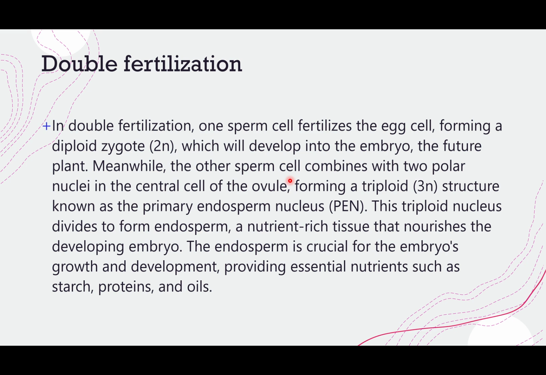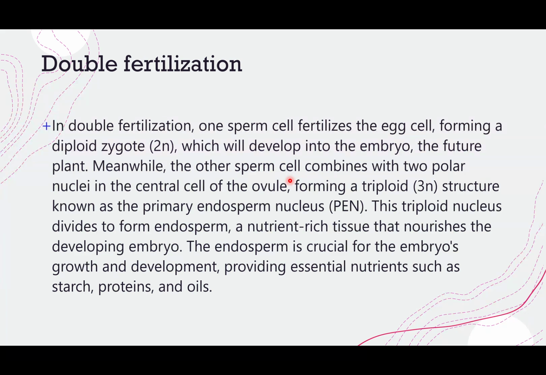So this triploid nucleus then divides to form the endosperm itself, a nutrient-rich tissue that nurtures the developing embryo. The endosperm is crucial for the embryo's development because it provides the nutrients, such as proteins, oils, and starch that the embryo would need for embryonic development.